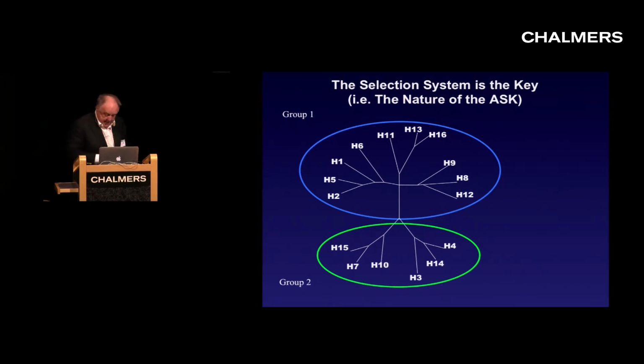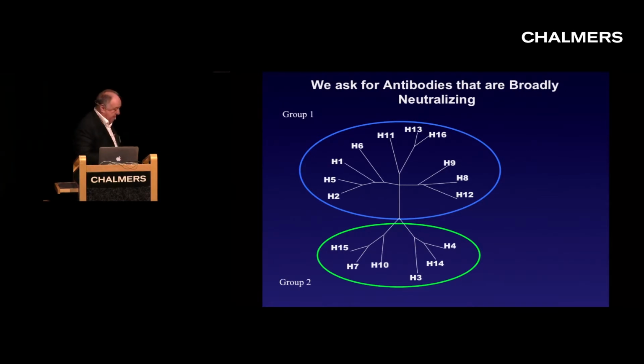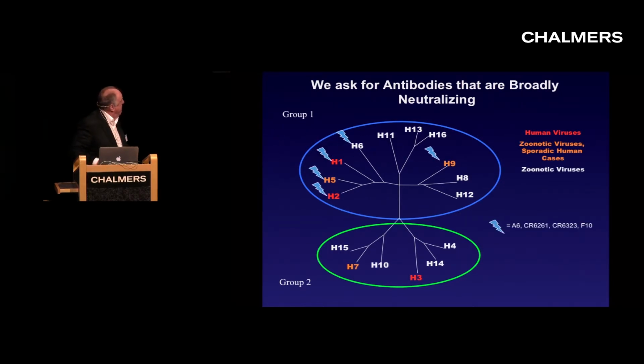But here, we are asking it to bind broadly. That is to say, to bind to many members, in this case of group 1, okay? So there were antibodies in these children that did something you rarely see in immunology. You see it today because people looked for it, and that is to bind to a large number of hemagglutinins, some of which go back to 1938.